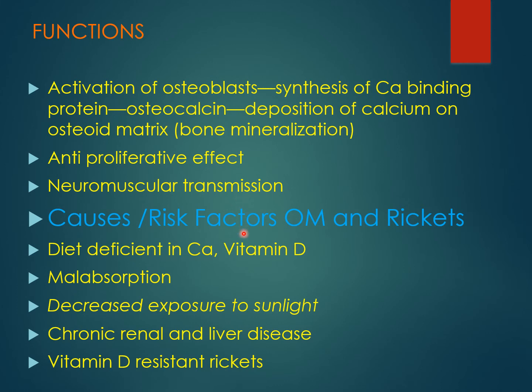What are the causes and risk factors of osteomalacia and rickets? Definitely deficiency of calcium and vitamin D. This may be because of decreased exposure to sunlight or malabsorption, chronic diarrhea, chronic renal disease, chronic liver disease, and very rarely vitamin D resistant rickets, where the receptors of vitamin D on nucleated cells are resistant to actually accept vitamin D.